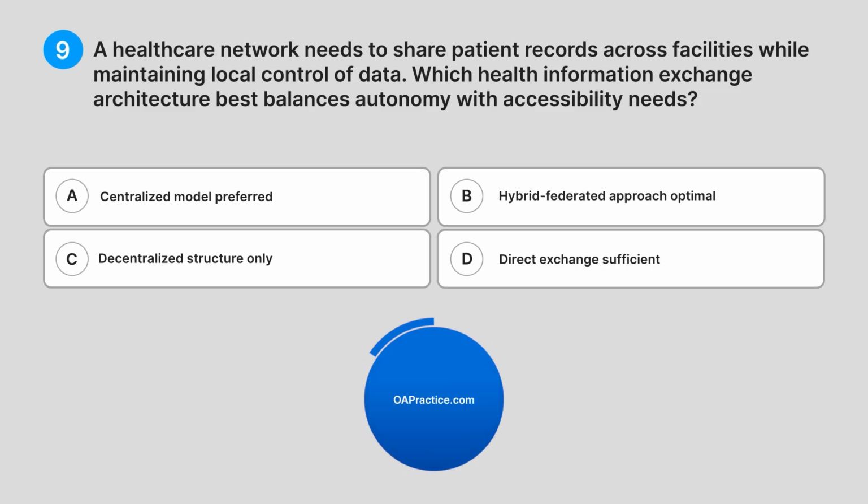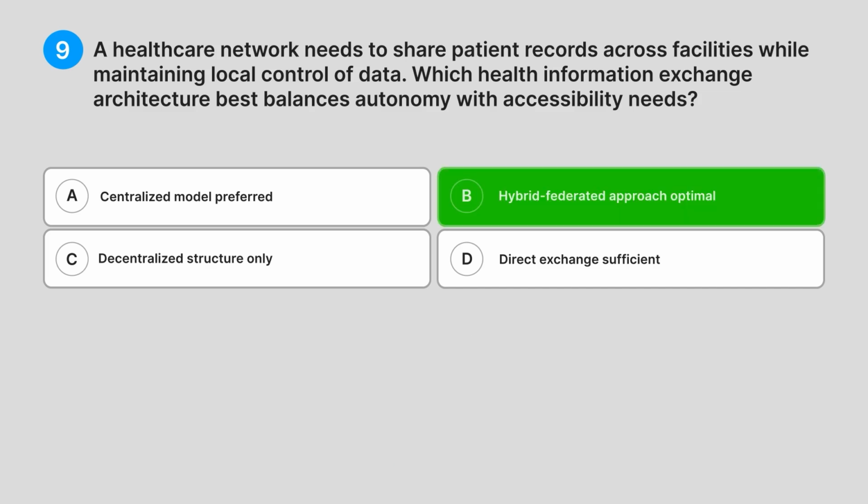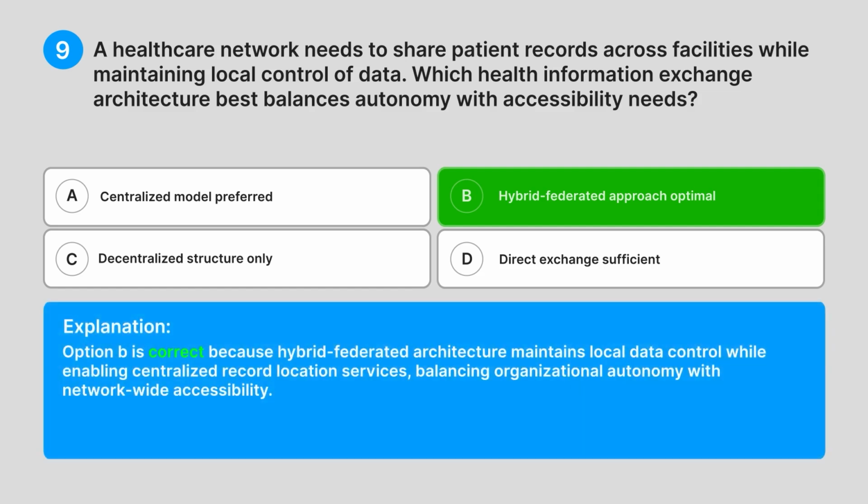Correct answer, B. Hybrid federated approach, optimal. Explanation: Option B is correct because hybrid federated architecture maintains local data control while enabling centralized record location services, balancing organizational autonomy with network-wide accessibility.